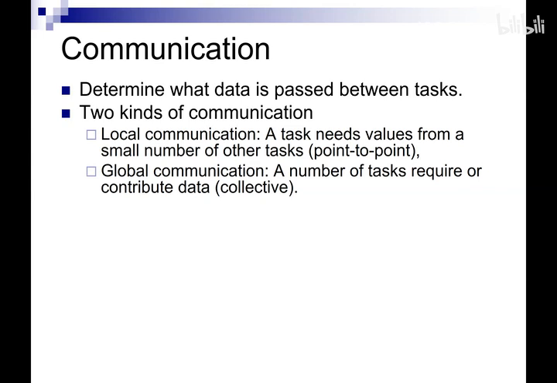There's local communication and there's global communication. Local corresponds to point-to-point messages, where a task only needs values from a few other tasks. In that case you can just do point-to-point communication between these tasks. Whereas for global communication, this is where a task needs data from all the other tasks. So this corresponds to a collective operation in MPI.